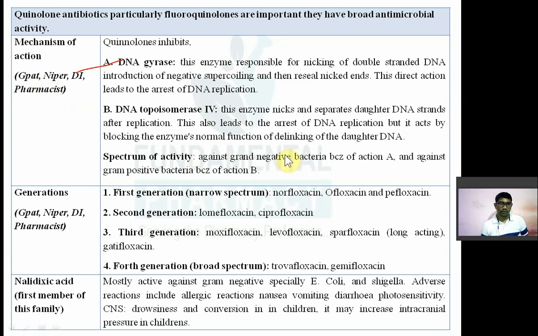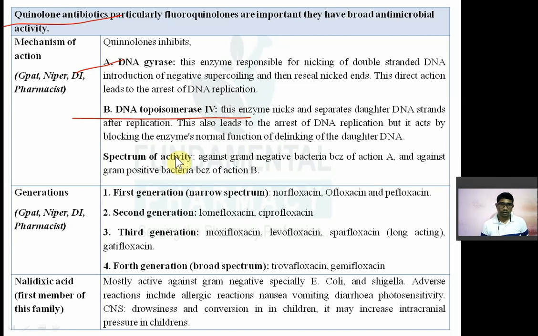Then fluoroquinolones also inhibit the enzyme DNA topoisomerase 4. Its function is again involved in the sealing of the nick. The empty end left after replication is sealed by this enzyme, which adds the base pair sequence there. This topoisomerase is also inhibited by quinolone antibiotics. It has one more function, to separate the daughter DNA after replication. If it is inhibited, the daughter DNA will not be separated and the replication process will be arrested. That's how these quinolone antibiotics act. They are bactericidal drugs.